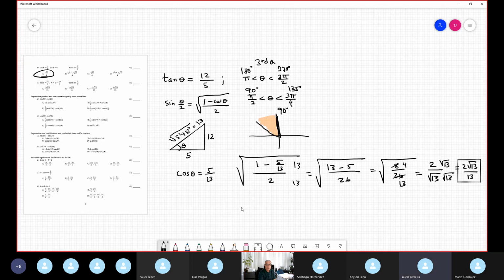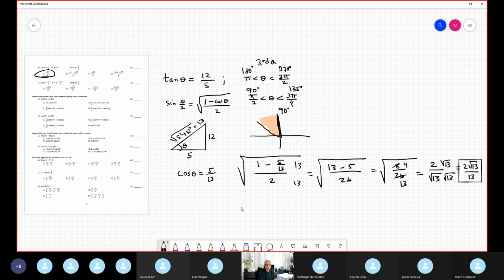I didn't understand why the result is positive. Because the half angle, theta over 2, lies in the second quadrant. Is this idea clear for you or no? Yes, I know very well that sine in the second quadrant is positive. Yes or no? Okay, yeah.